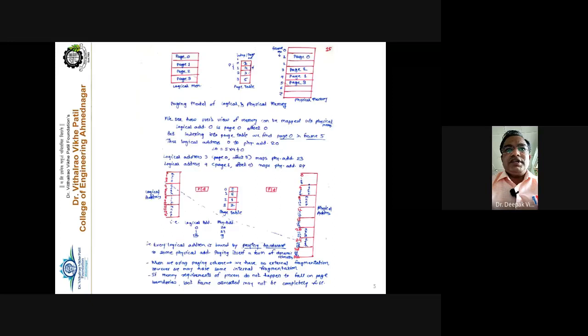Every logical address is translated by the paging hardware. So you can refer to it as paging hardware, with the help of which we are able to map the logical address, or the virtual address, into the actual physical address.